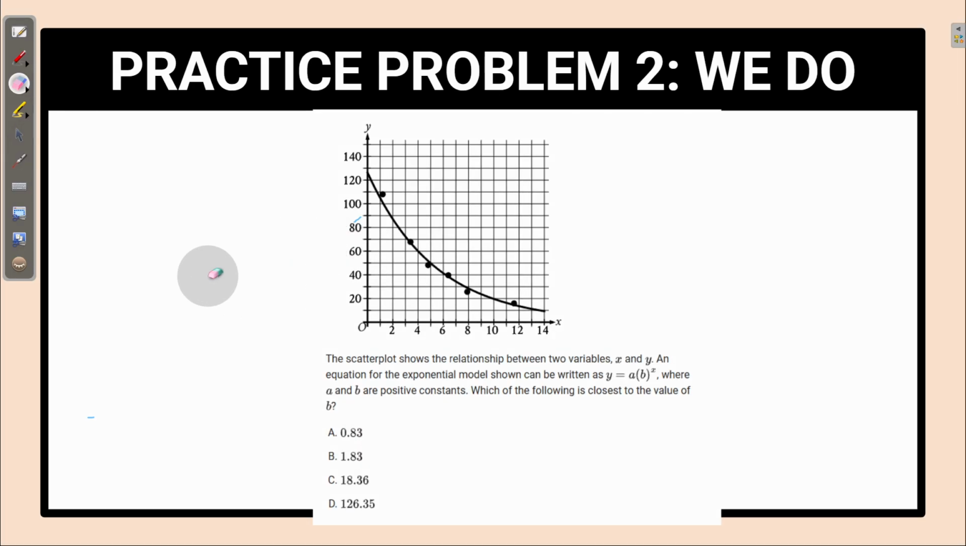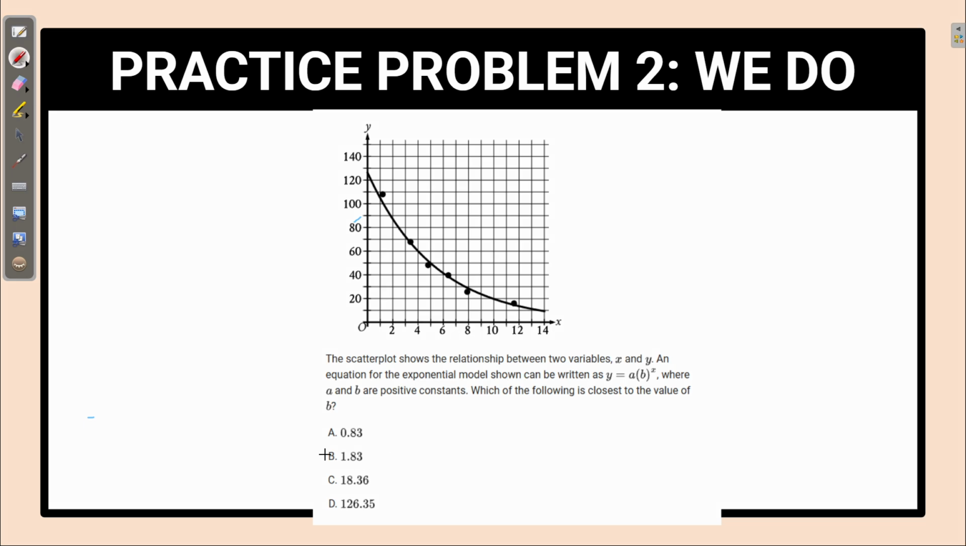And one last question here. So the scatter plot shows the relationship between two variables, and an equation can be written like this, the standard form of the exponential graph, where a and b are positive constants. Which of the following is closest to the value of b?